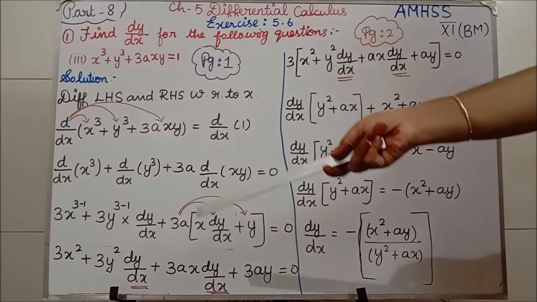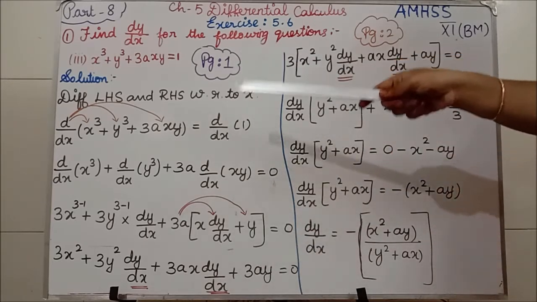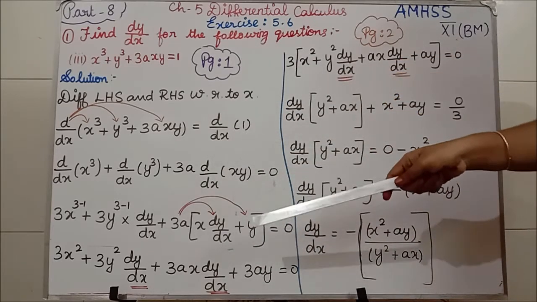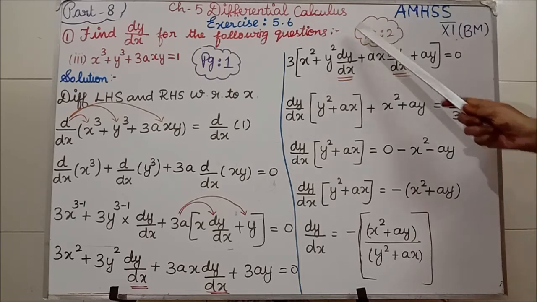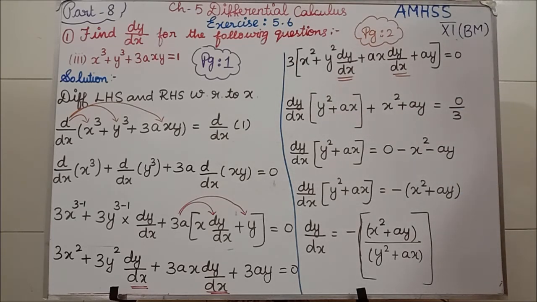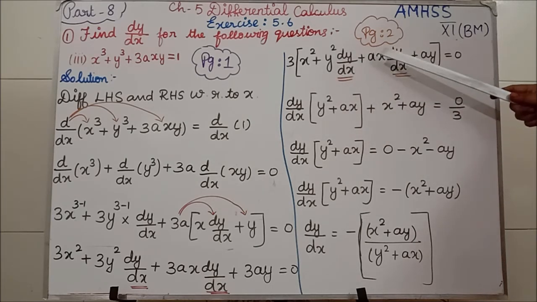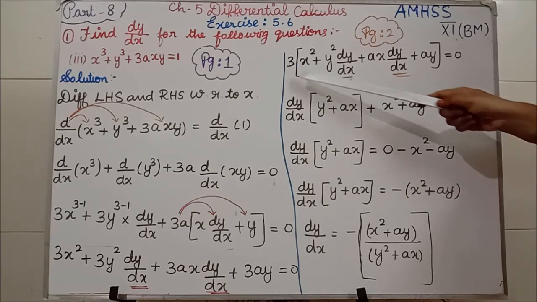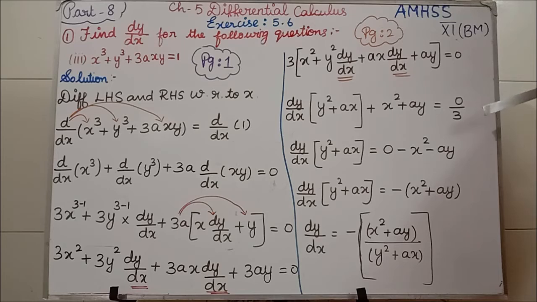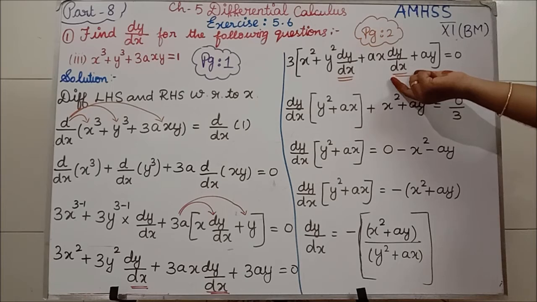Now if you see that last equation, every term has 3: 3x square, 3y square dy by dx plus 3ax dy by dx plus 3ay. All the terms have 3, so I am taking the 3 commonly out. After taking the 3 out, x square plus y square dy by dx plus ax dy by dx plus ay is equal to 0. In the next step, this 3 is in multiplication, so it will become division, so 0 divided by 3. Then I have underlined here also dy by dx, here also dy by dx.